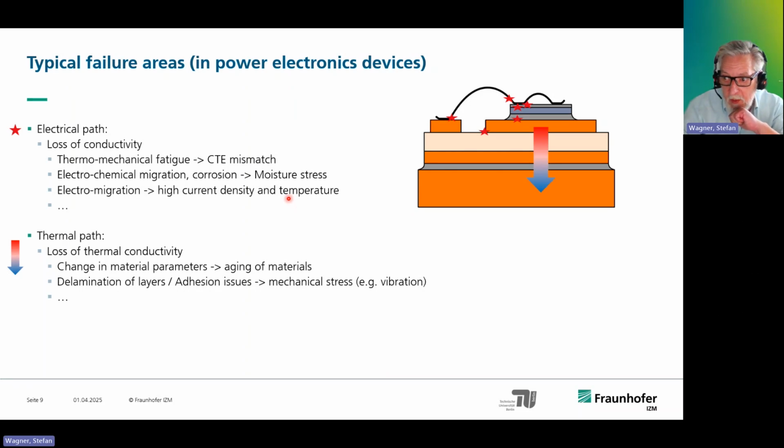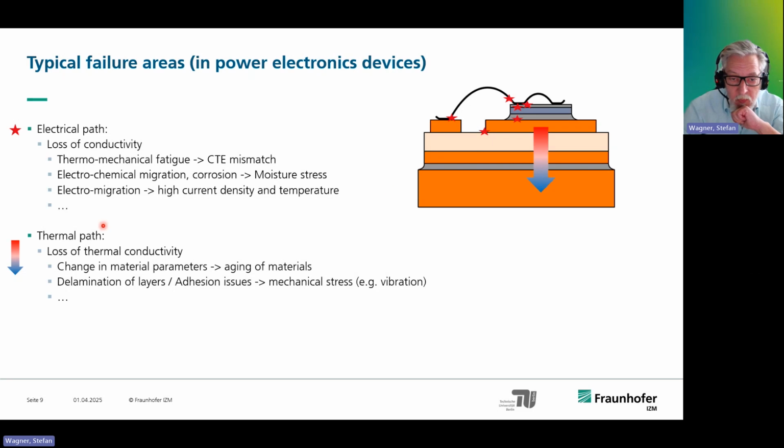thermal-mechanical fatigue caused by CTE mismatch, electrochemical migration caused by moisture stress and corrosion, and electromigration caused by high current densities and higher temperatures. The red stars give you an idea where the failure could be located.